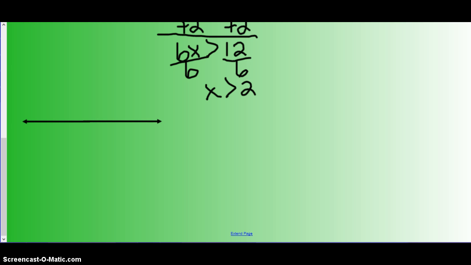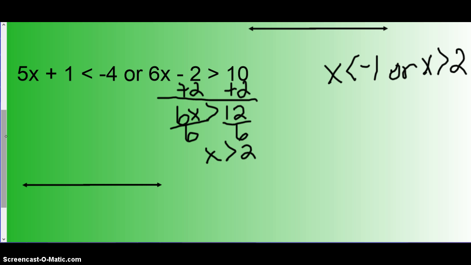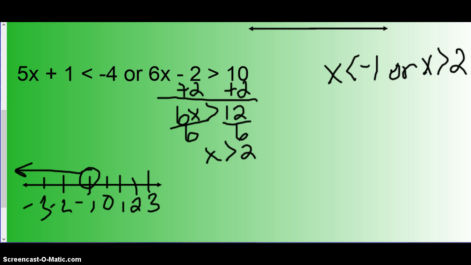So when I go to graph this, again, we want to make sure that we've got enough numbers out here. Not very neat, but there we go. We've got x is less than -1, so I'm going to make it an open circle. x is less than -1, or x is greater than 2, open circle. So again, treating it like it's two separate inequalities and not forgetting about the or sign.